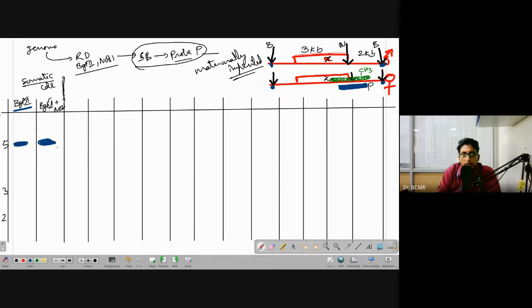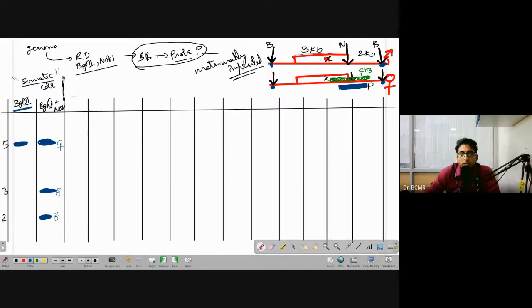From the maternal allele, we are getting a 5 kb fragment, and from the paternal allele, we are getting a 3 kb fragment and a 2 kb fragment. You don't have to write these in your answers when you're answering in the exam. For the sake of understanding, I have written it here. This is so because we have taken from somatic cell.